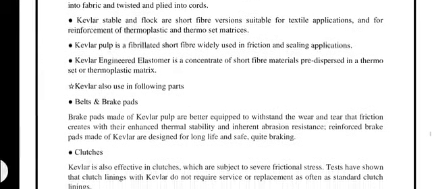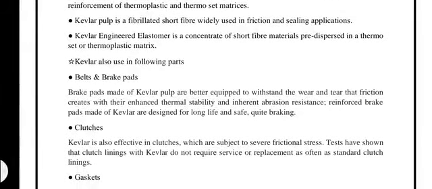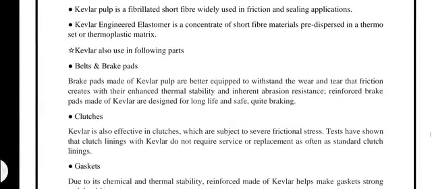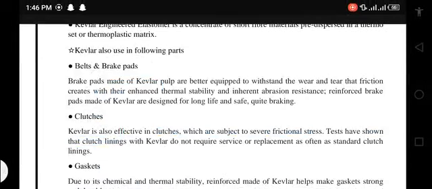Kevlar staple and flock are short fiber versions suitable for textile applications and for reinforcement of thermoplastic and thermoset matrices. Kevlar pulp is a fibrillated short fiber widely used in friction and sealing applications. Kevlar engineered elastomer is a concentrate of short fiber material pre-dispersed in a thermoset or thermoplastic matrix.